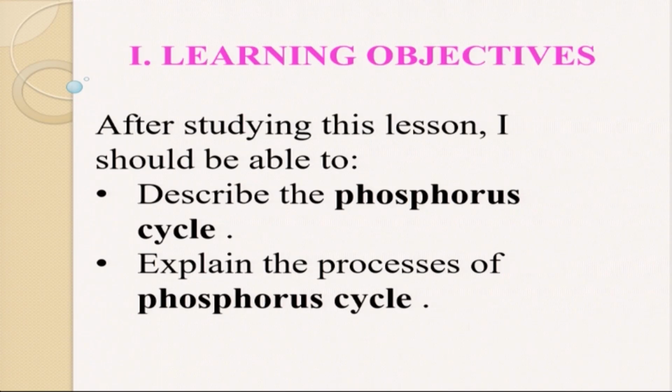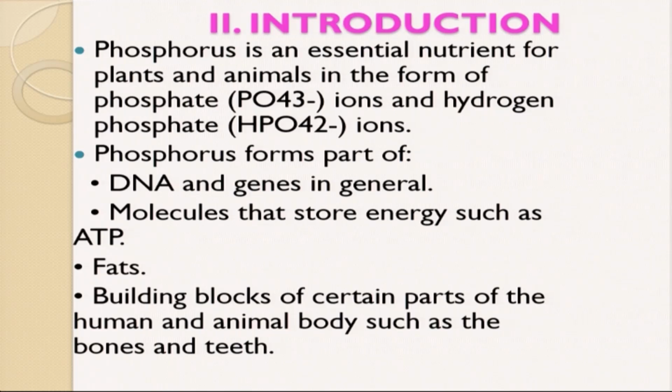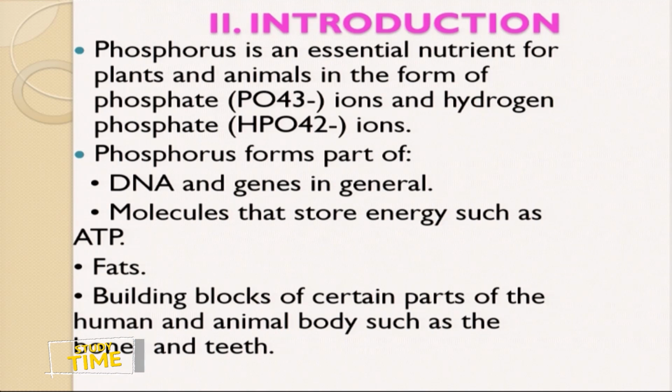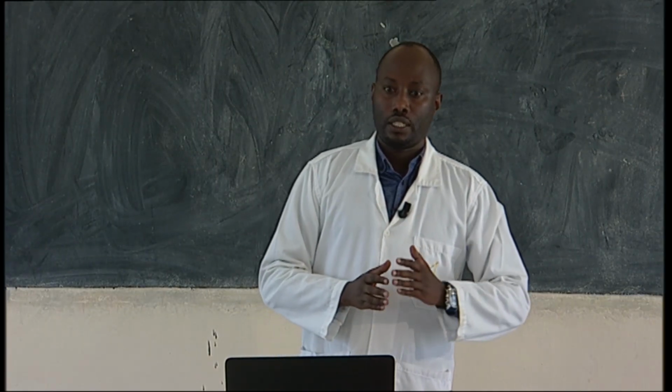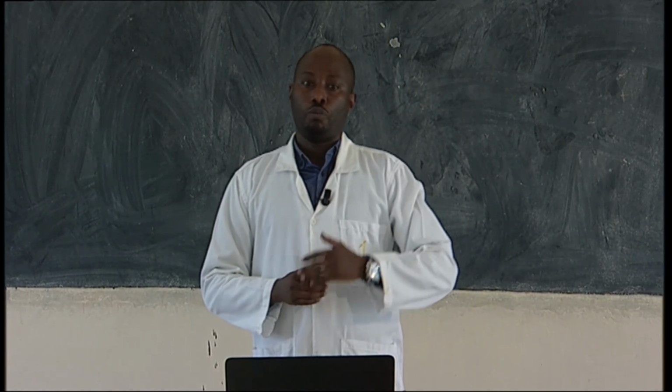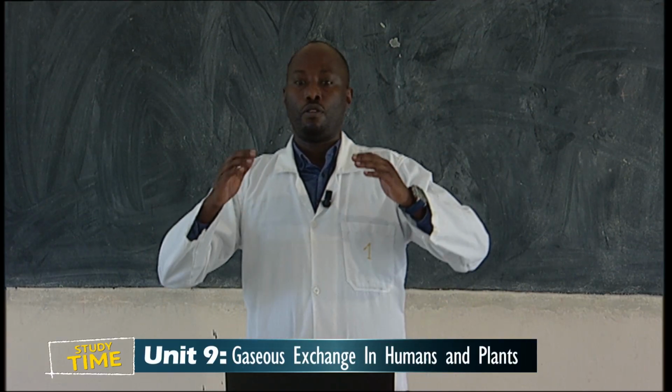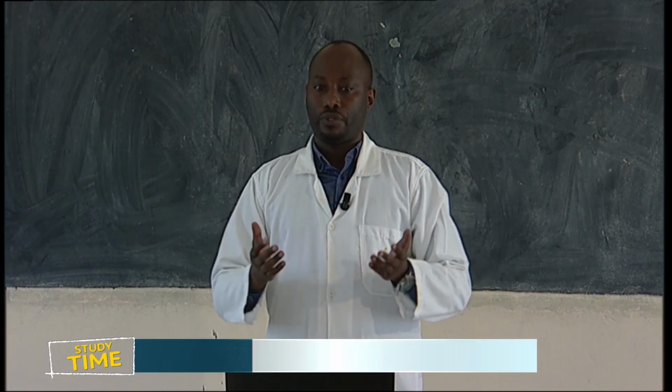So we have learning objectives: describing the phosphorus cycle, and explaining the process of the phosphorus cycle. We're going to first understand where we normally find phosphorus. As I mentioned earlier, phosphorus is an essential nutrient for both plants and animals in the form of phosphates, that is phosphate ions, and even hydrogen phosphate ions.